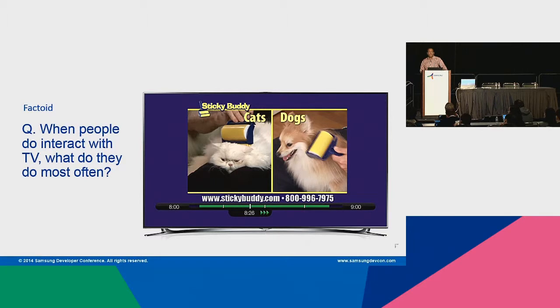Before we get started with that, just a quick question for the group. When people do interact with TV, what do they do most often? Any guesses? Good guess. What else? Turn it on. Very good guess. One more? Volume. Okay, good guess. And the answer is they avoid ads. They avoid ads. So no Samsung Smart Gear for anyone. We all got that one wrong.